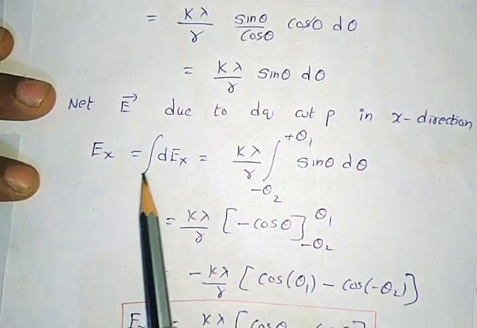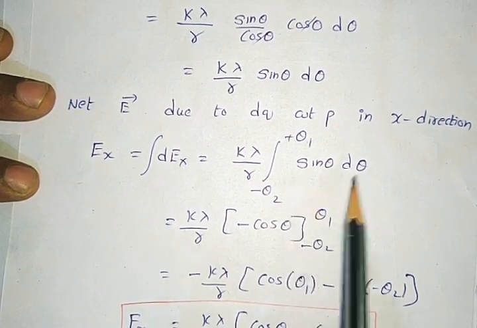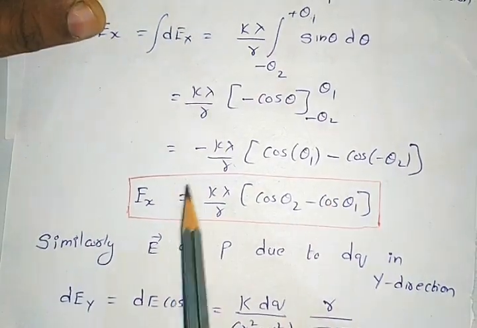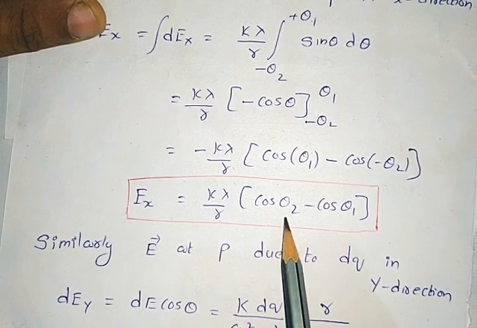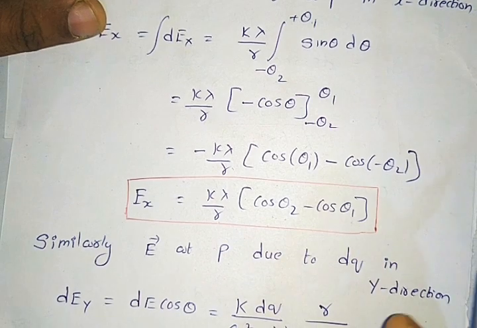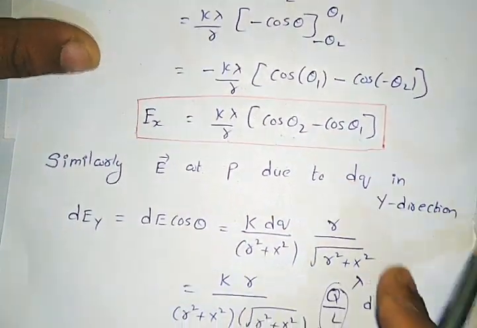So Ex will be equal to integral dEx, which will be k lambda by r into the integral from minus theta 2 to theta 1 of sin theta d theta. By substituting the upper and lower limits, I got the result Ex is equal to k lambda by r into cos theta 1 minus cos theta 2 minus cos theta 1. So again in the y axis also you can follow a similar process here.